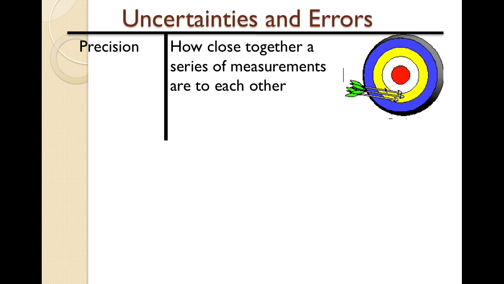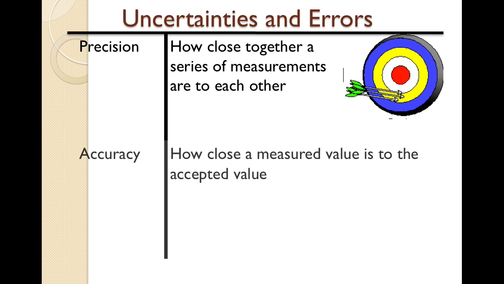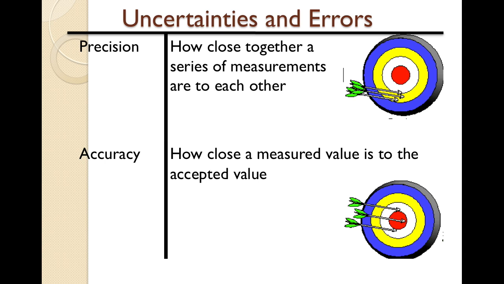For example, all of your measurements are together, so you think, oh, that's really nice. But it could be very far off from what the actual measurement is. In contrast, accuracy is how close a measured value is to the accepted value, or, in this case, the target. So here we have accuracy, but not really precision. So your arrows are not very close together, but they are hitting the mark.